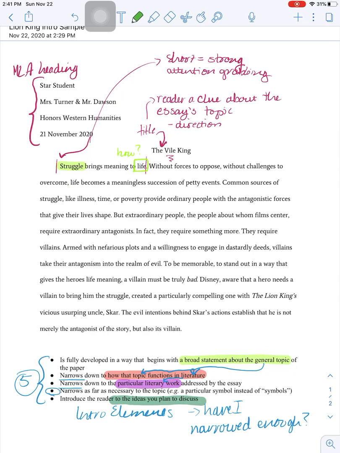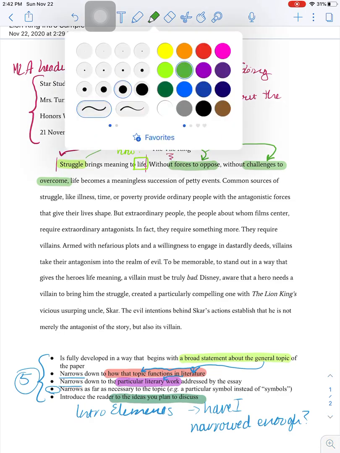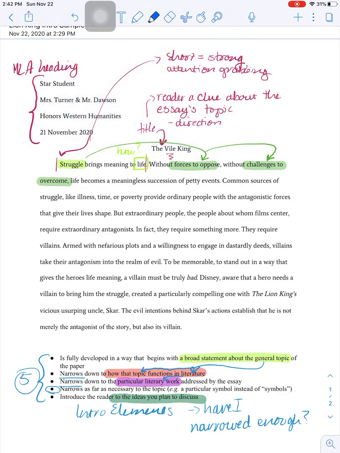So what I want you to see is that I got a little bit more specific. Instead of just struggle, I'm narrowing down, and I've got forces to oppose and challenges to overcome. So that idea of struggle has become more specific. I'm defining what struggle means: a force to oppose, a challenge to overcome. But I'm also keeping the same ideas of my very first sentence. I have meaning, and here in this sentence, a meaningless succession of petty events. I'm making the point of the first sentence with more complexity.